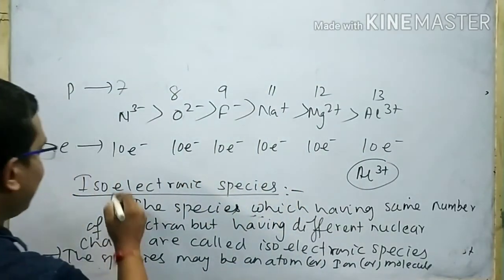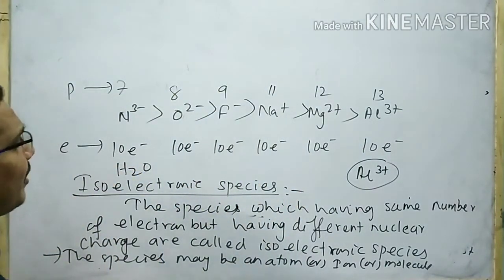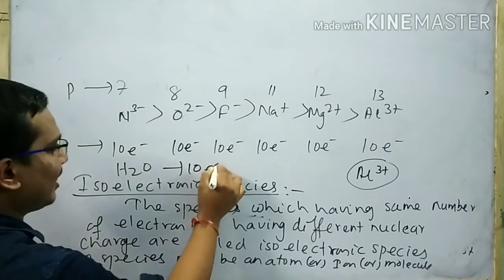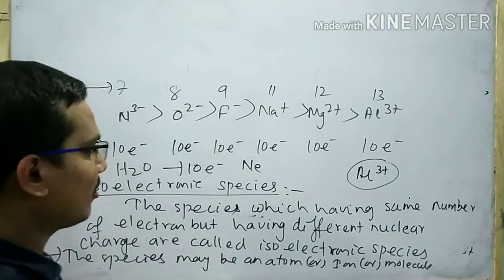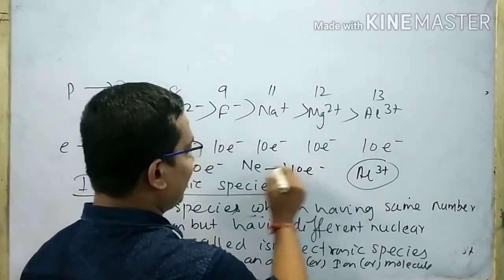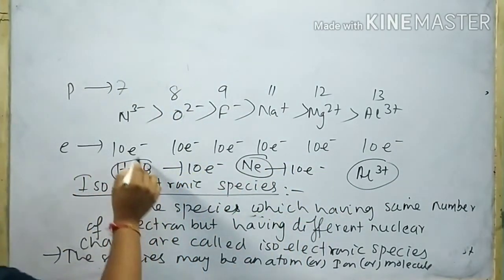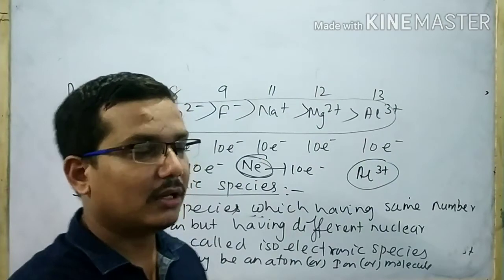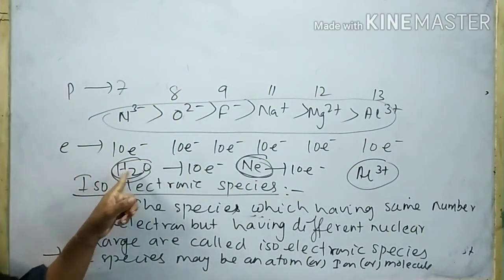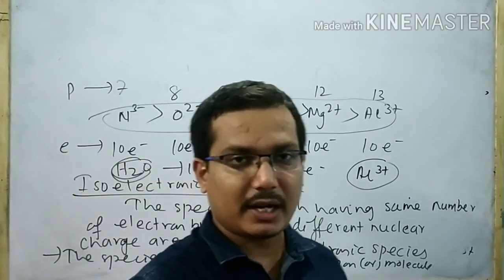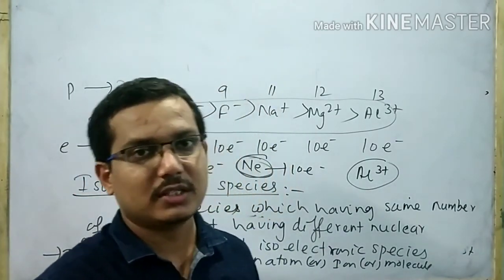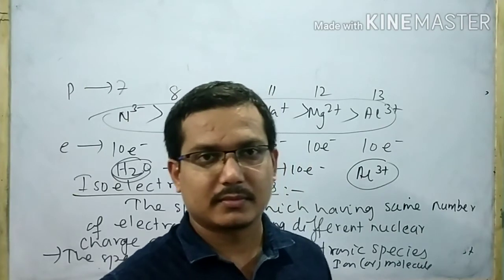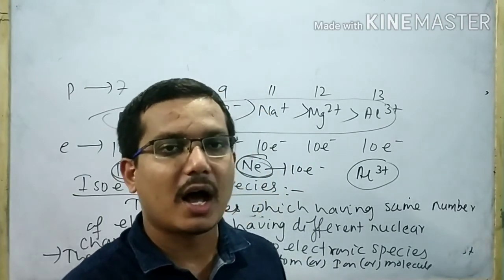Take an example, H2O. H2O has 10 electrons but it is a molecule. Similarly, neon has 10 electrons but it is an atom. This is an atom, this is a molecule and these are the ions. All the ions, the molecule and the atom have 10 electrons, so these are called isoelectronic species. That is all about the ionic radii.